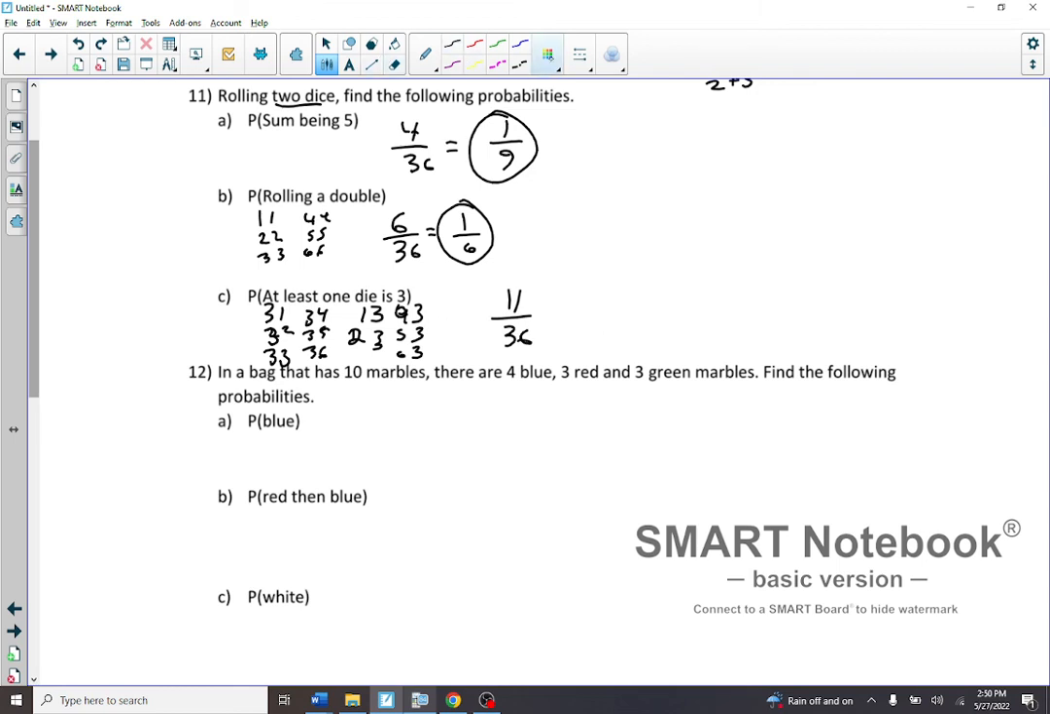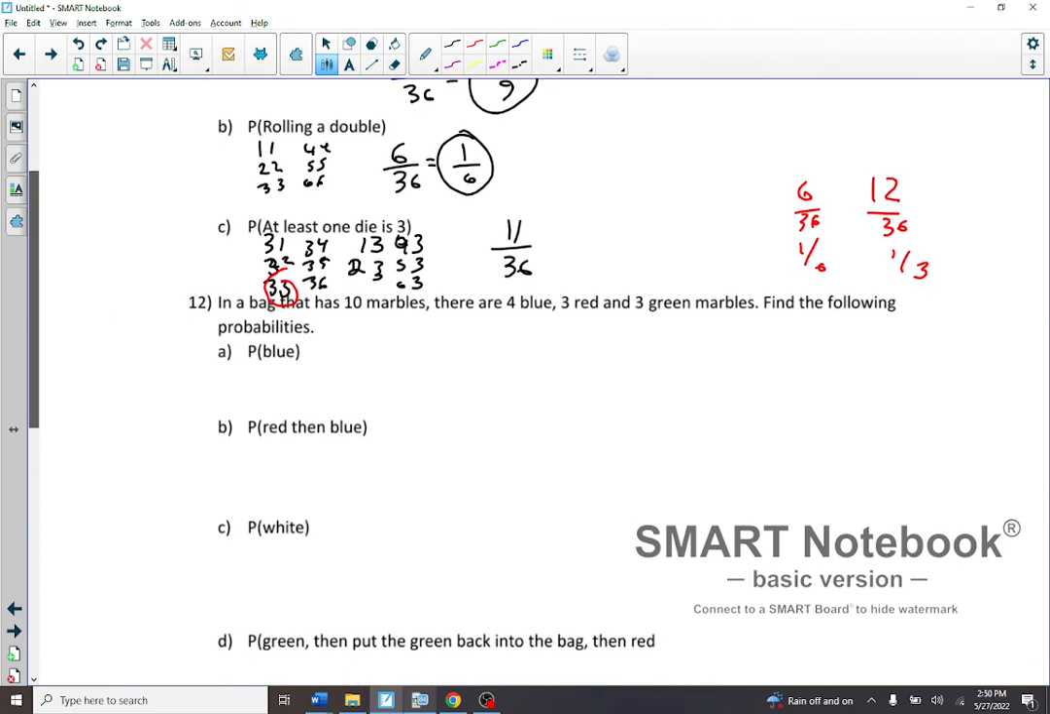No doubt, now I'm going to put the fake answer 12 over 36, which is 1/3, because you forgot that you can't double count 3, 3. And no doubt, I'm just going to put 6 over 36, which is 1/6, because no doubt you forgot the second die. I'm going to put those fake answers, so don't get tricked by those.